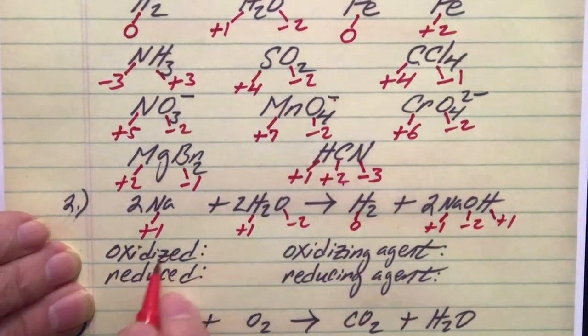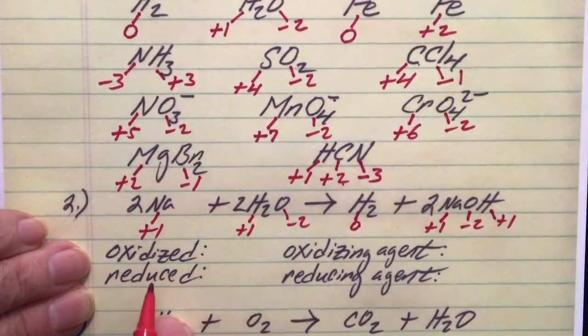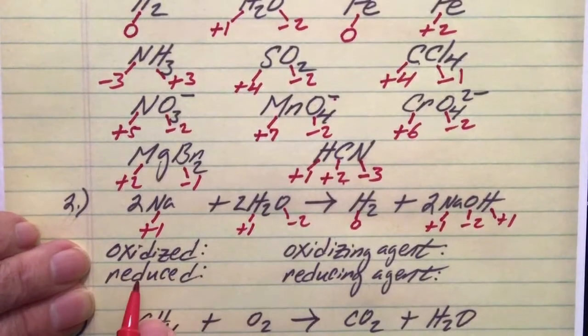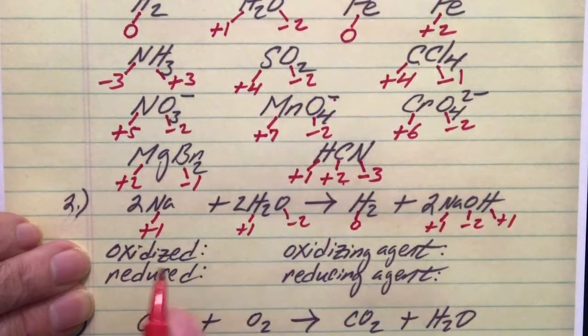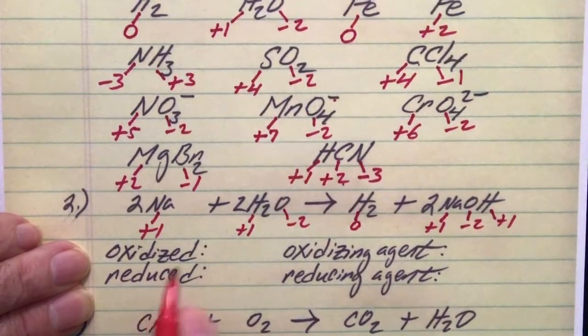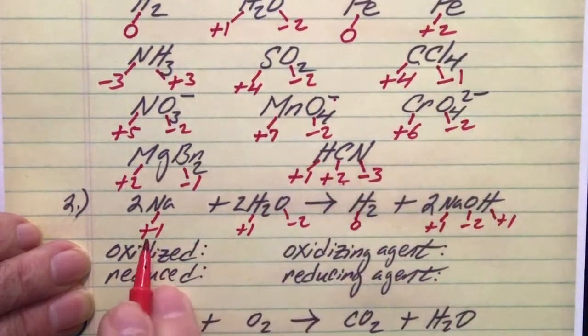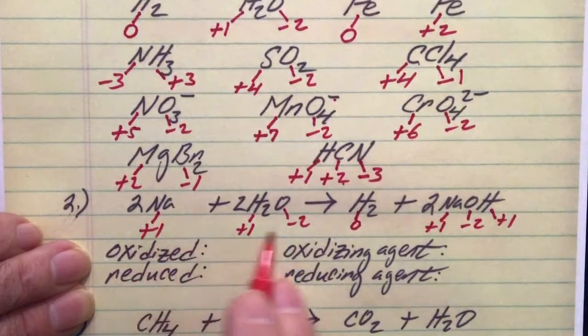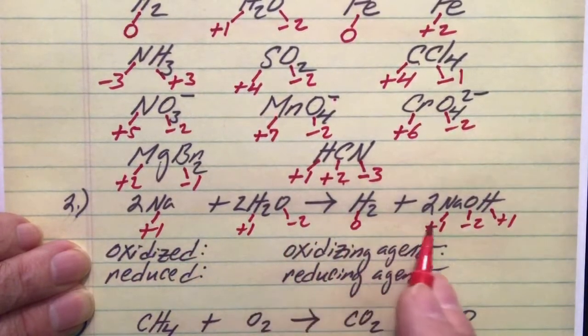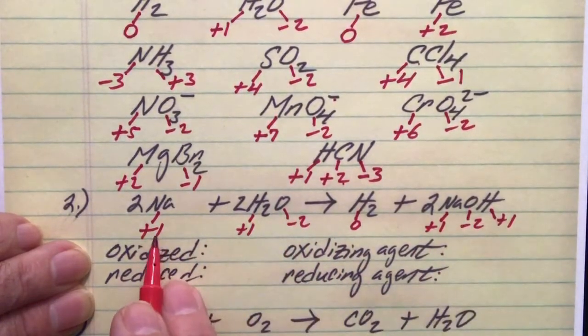All right, now to determine which is oxidized and which is reduced, it's really easier to first determine what is reduced, because the term reduced, simply just think of that, the number needs to go down. And so which element has an oxidation state that goes down? Well, sodium goes from a +1.